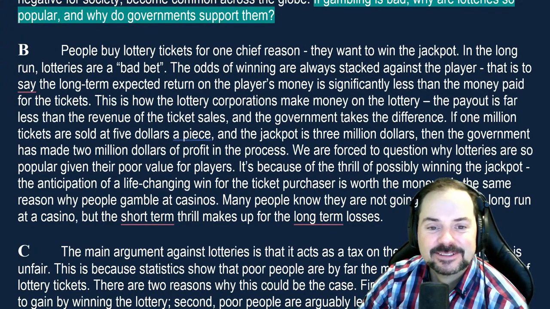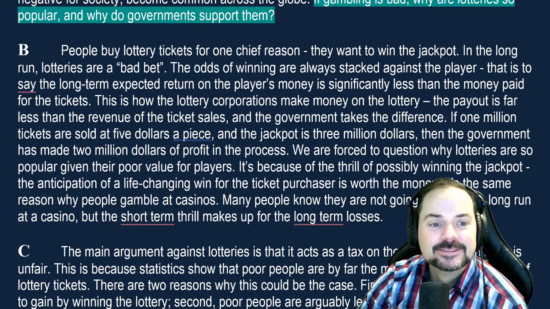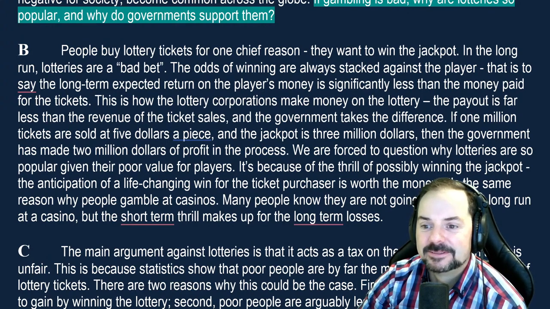People buy lottery tickets for one chief reason. They want to win the jackpot. In the long run, lotteries are a bad bet. The odds of winning are always stacked against the player. That is to say, the long term expected return on the player's money is significantly less than the money paid for the tickets. This is how the lottery corporations make money on the lottery.